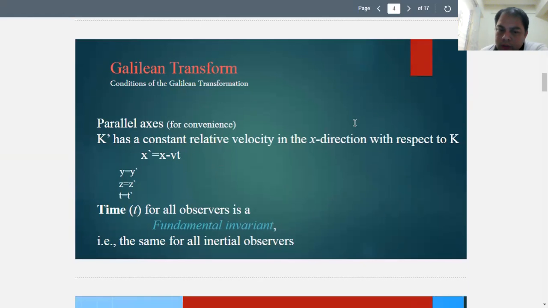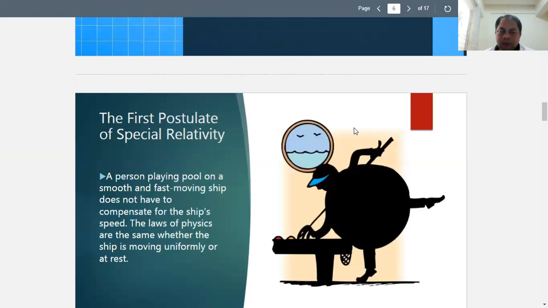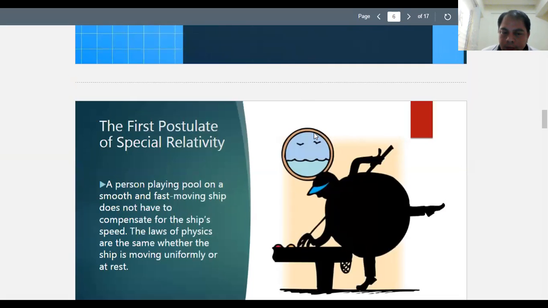Okay, then there are these equations on the Galilean transformation. So let's just look at the first postulate. A person playing pool on a smooth and fast-moving ship does not have to compensate for the ship's speed. The laws of physics are the same whether the ship is moving uniformly or at rest. So once the ship attains a uniform speed, you don't have to consider the speed of the boat when playing pool, as long as the boat is already moving with uniform speed. Just like inside the plane, when they serve the meal, the drinks, the refreshments, they do it when the plane is already traveling at a uniform motion.